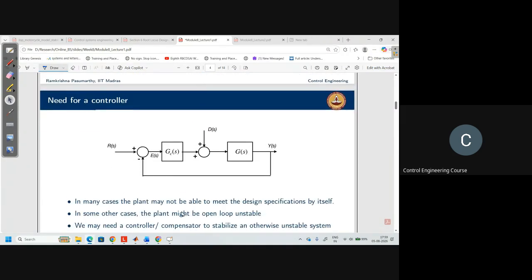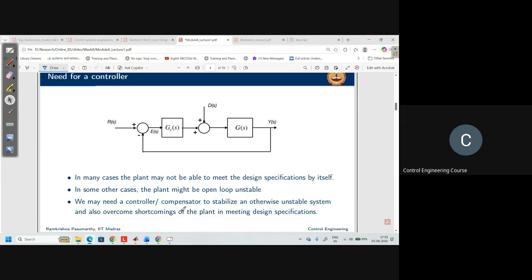So, need for a controller. This is what we already told you, right? Since the open loop system G of S may not always behave as required, we wanted to make the entire system behave as desired. So that's the reason we design a controller GC of S, so that the overall closed loop system behaves as required. Another thing is to stabilize the system. Sometimes the open loop system may not be stable, so we want to design a controller so that the overall system is stable.